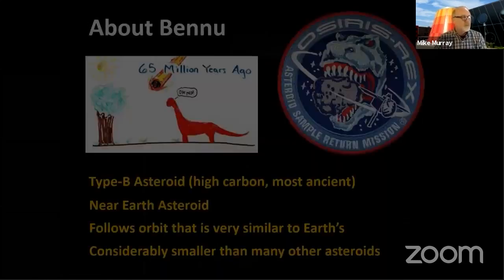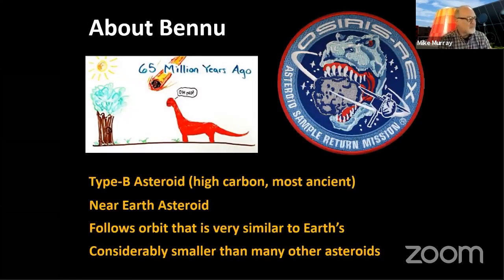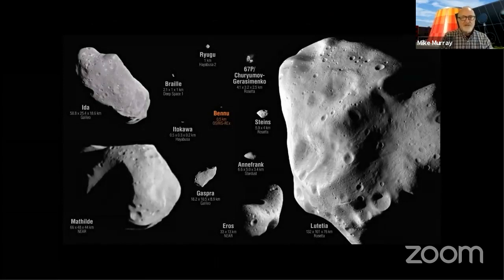So what is it about Bennu? Well, it does turn out to be a carbon type, a type B asteroid, which means that it has very high carbon and also other minerals that would be very ancient, and very interesting to look at. It does follow an orbit that's very, very similar to the Earth's, even very similar in inclination, or angle. And it is very, very small. So it's something that fits very nicely.